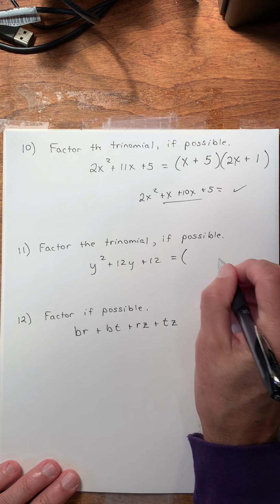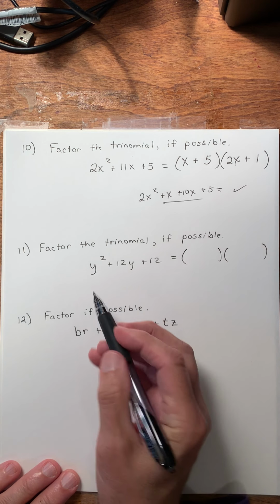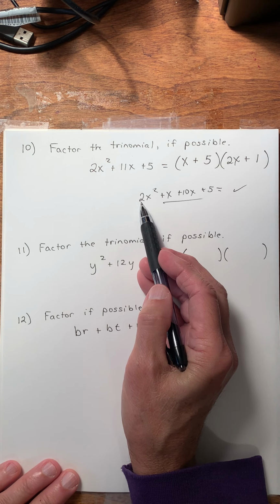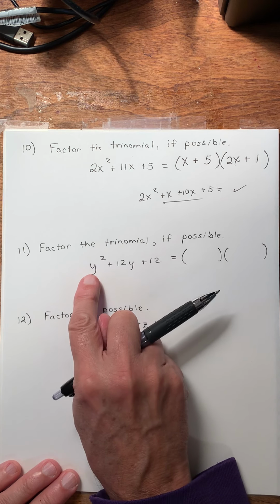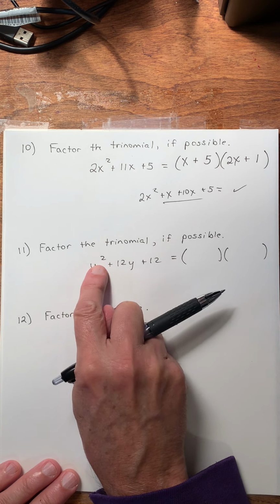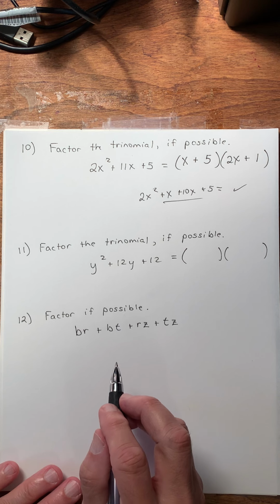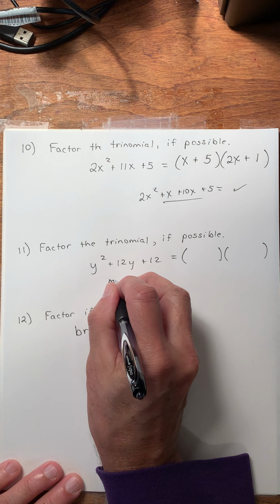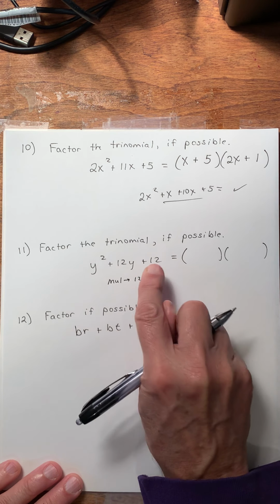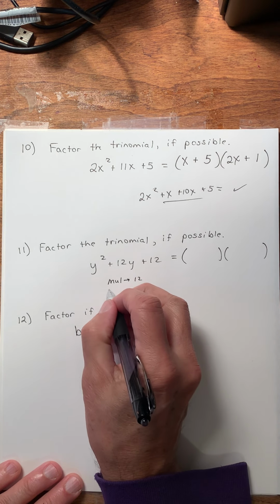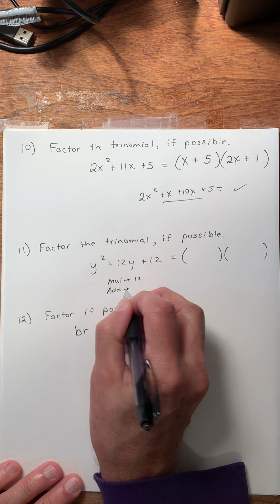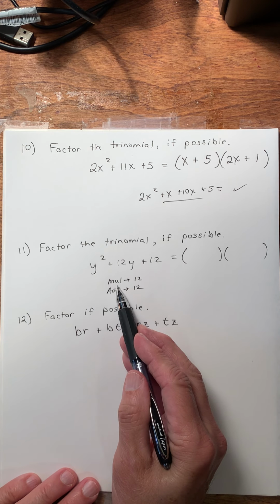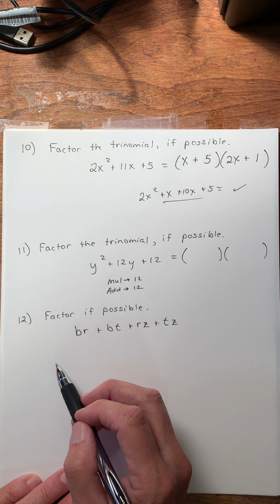Here we go. Now note this guy has a 1 in front of the squared term. This one didn't, so I had to be a little bit more careful. This one has a 1, understood 1, in front of the squared term, so I can ask myself the two-part question. What two numbers multiply to give 12, this term right here, and add to get this term right here, 12? All right, so I'm looking for two numbers that multiply to give 12 and add to give 12 also.